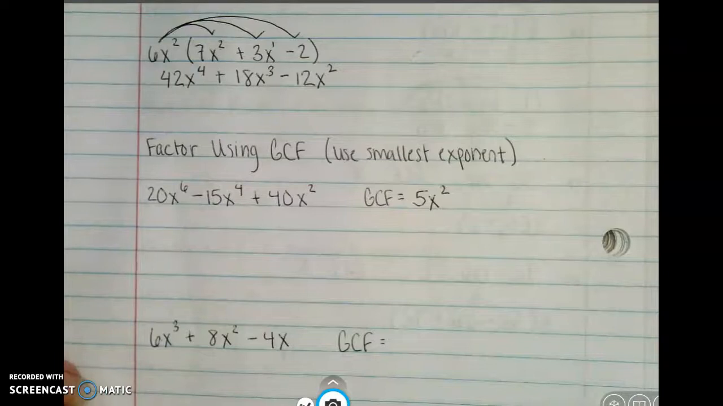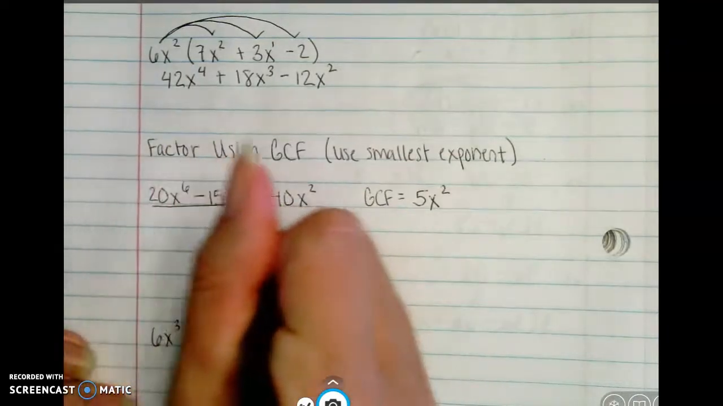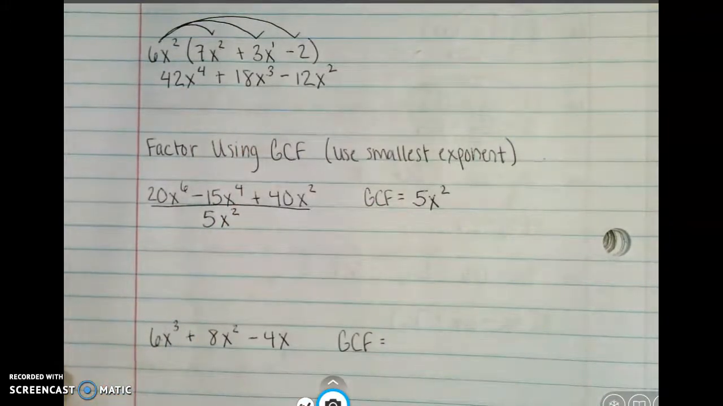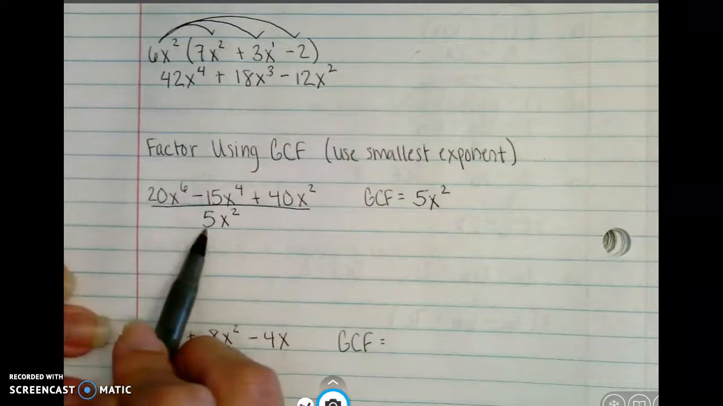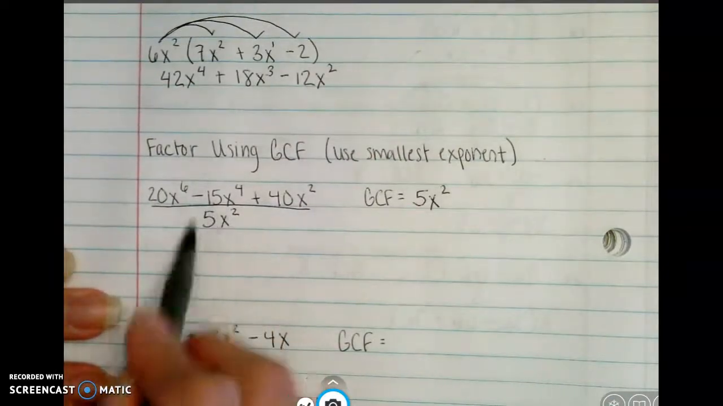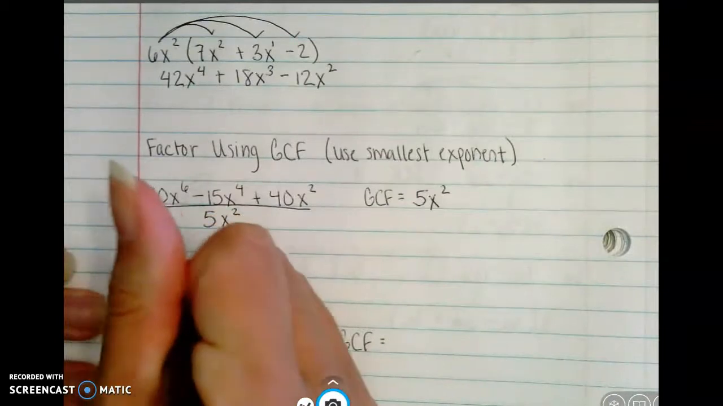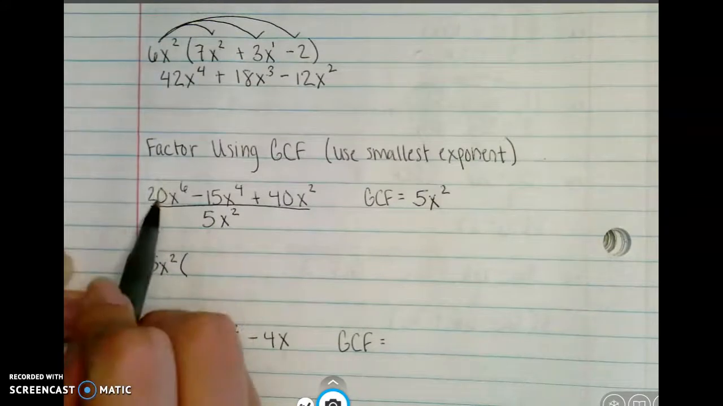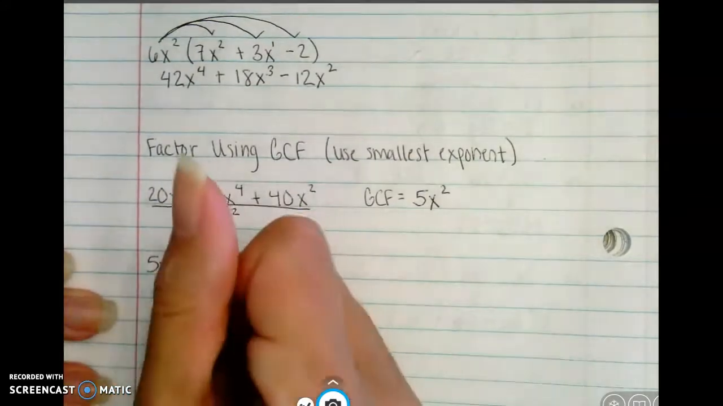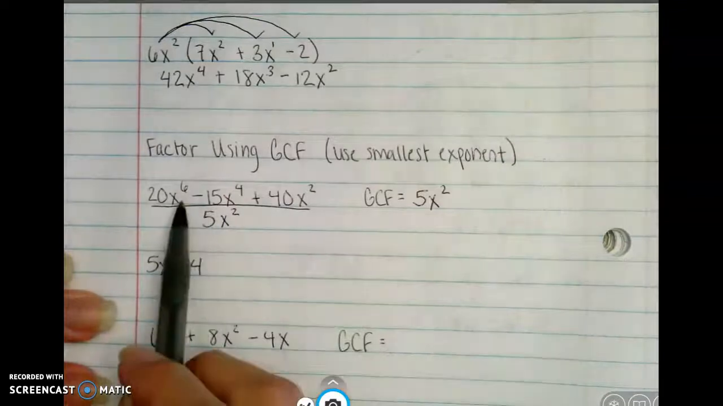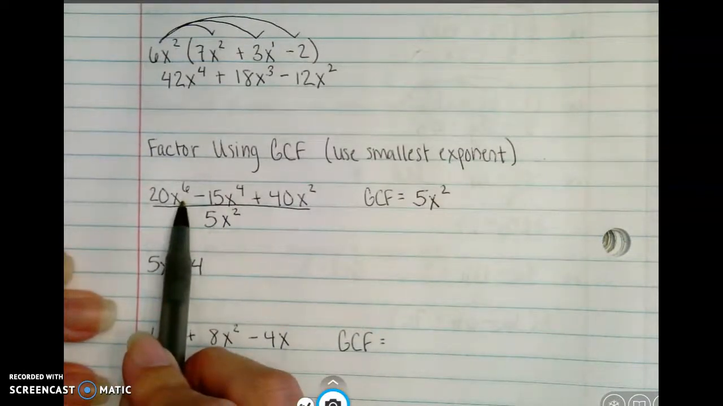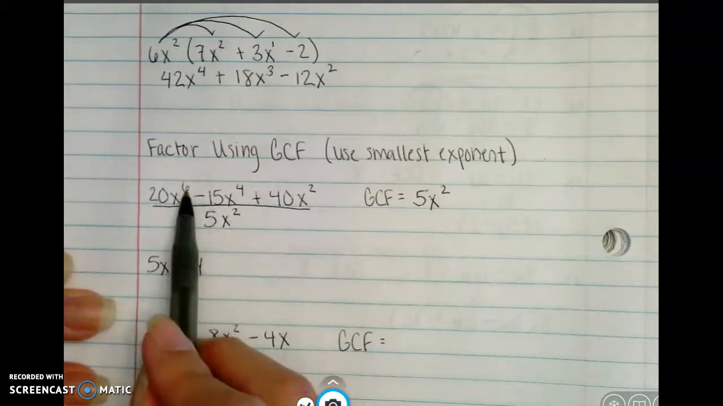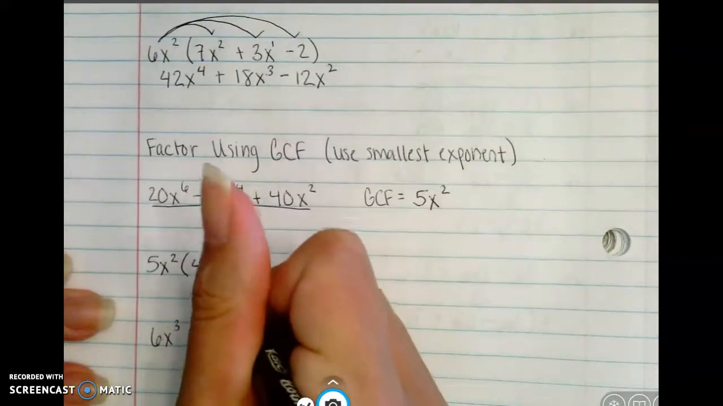So we've done this before, where we're going to divide everything by 5x squared. So what we're doing is we're taking out this 5x squared. And what will be left when we divide is what we're really doing. So 20 divided by 5 would give us 4. When we have x to the 6th divided by x squared, remember we're subtracting the exponents. So 6 minus 2 would give us x to the 4th.